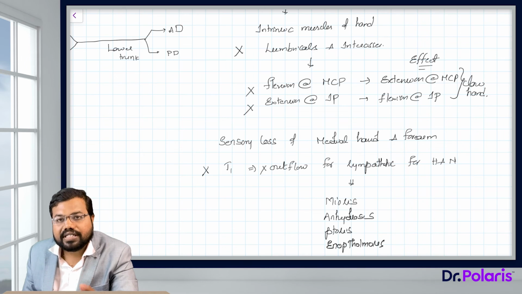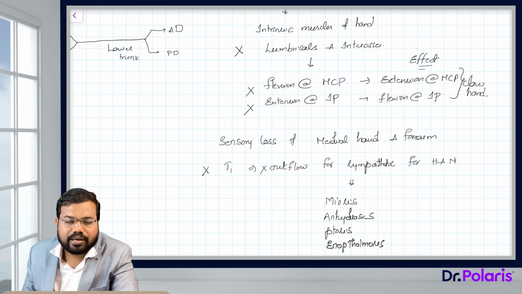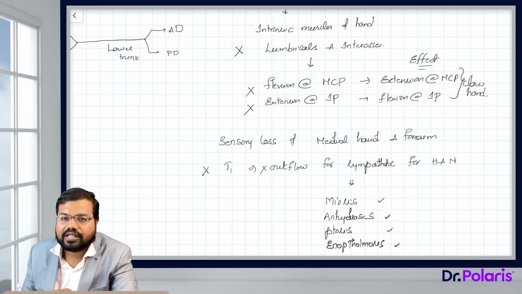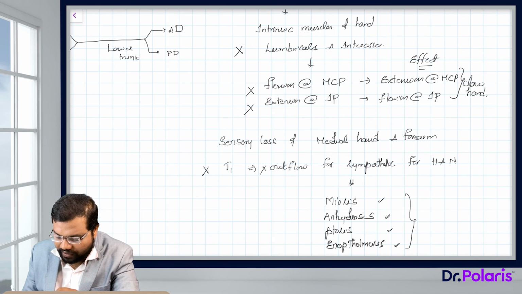So T1 has the sympathetic outflow, and this sympathetic outflow is damaged because of this lower trunk injury. Whenever it is damaged, automatically the effects of the parasympathetic will be more in the head and neck region on the side of damage. For example, if the right side trunk is damaged, right side sympathetic effects will not be there on the right side of the face. So the parasympathetic effects will be there. What are those? Miosis, the constriction of the pupil, anhidrosis, no sweating on that side of the face, ptosis, drooping of the eyelids, and enophthalmos, where the eyeball appears sunken deep inside because of the ptosis. All these effects together are called Horner's syndrome.